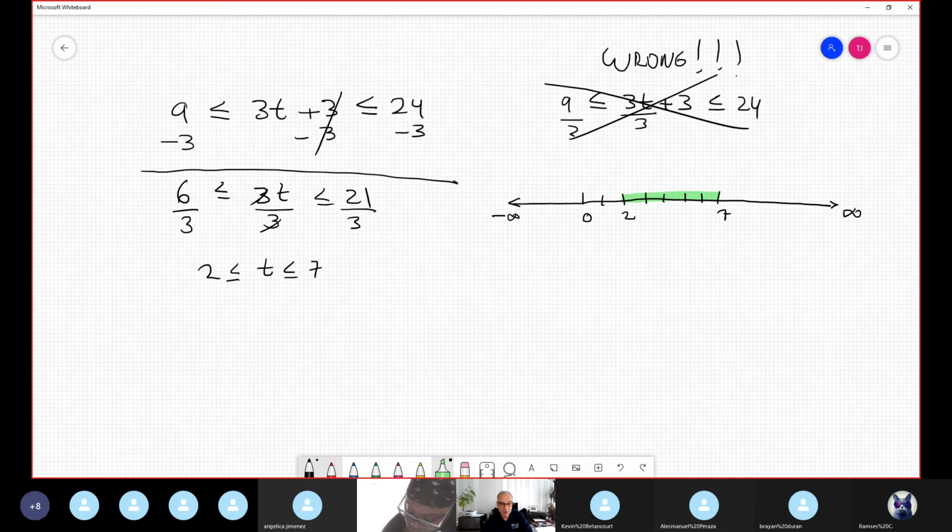What about the bracket or parentheses? Both bracket, both parentheses, one bracket, one parenthesis. What do you think? One bracket, one parenthesis. No. Both. Okay, 2 is equal and 7 is equal. Both brackets. Exactly. Remember the mnemonic. When you have equal sign, bracket. And when you have no equal sign, parentheses. And the answer in interval notation is bracket 2, 7 bracket. Both brackets. Is it clear or confusing? Clear.